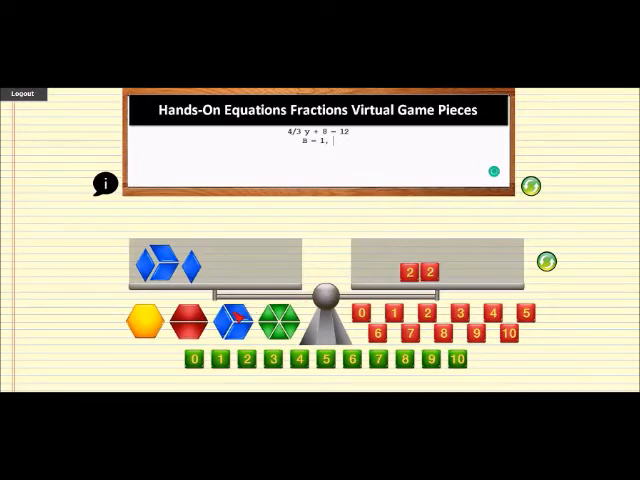We notice here that 3 of the blue blocks make the whole. So therefore y, which consists of 3 blue blocks, is going to be 3.